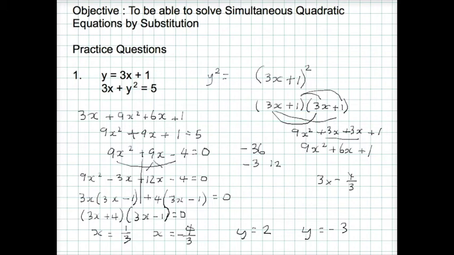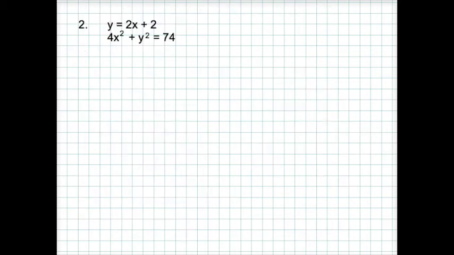Okay. Question 2 then now. Exactly the same type of thing here. We've got no rearranging to do because we've already got y as the subject. So we've got to replace now 2x plus 2 in place of y here. Again, we've got to multiply out the brackets.